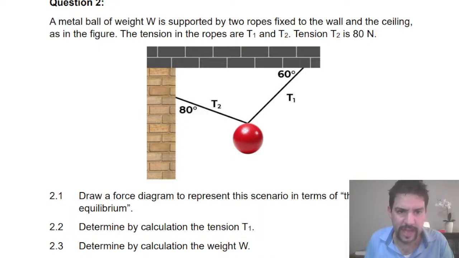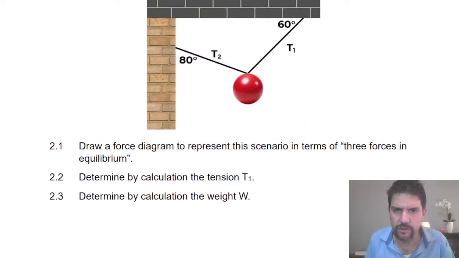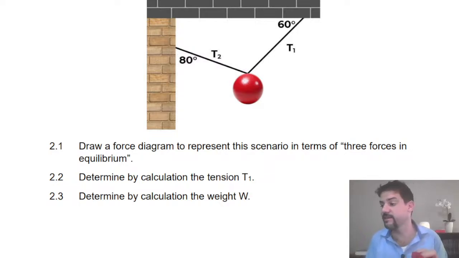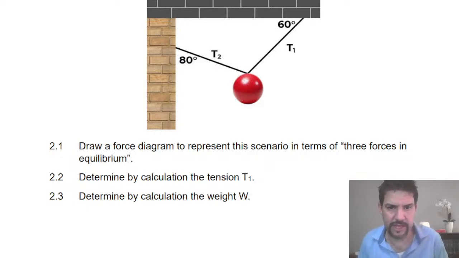Draw a force diagram to represent this scenario. My camera is there at the back. Let me move it up a little bit. Represent this scenario in terms of three forces in equilibrium. This is not the free body diagram. Let me erase it here. They ask you to do a closed triangle, and let's do that. Let's do the closed triangle because the system is at equilibrium. The triangle you're going to draw must be closed. Okay, so that is the thing.